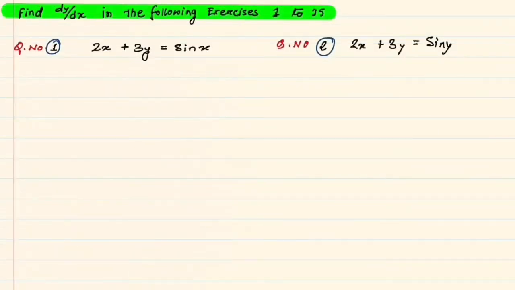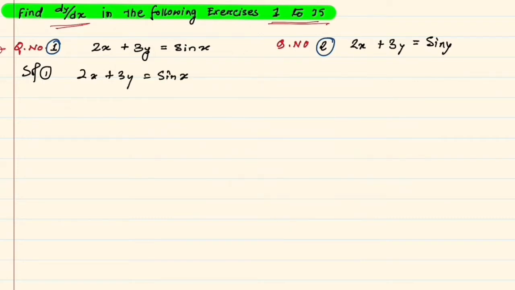So from exercise 1 to 15, we need to find the derivative of this here, find dy/dx. So that means we need to differentiate with respect to x. So let me solve number 1. Here it is given 2x + 3y = sin x.